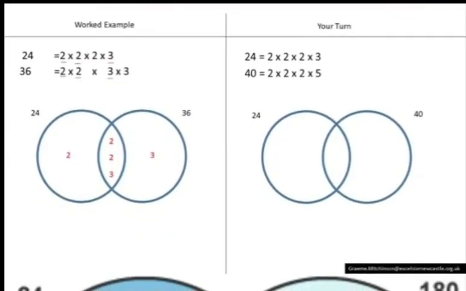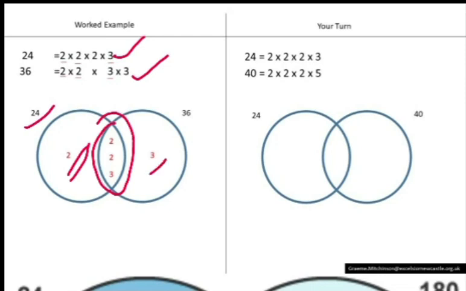So this is written again here. 24 and 36 are considered. Common factors are noted down here. Additionally, 2 is another factor for 24, and 3 is another factor for 36.